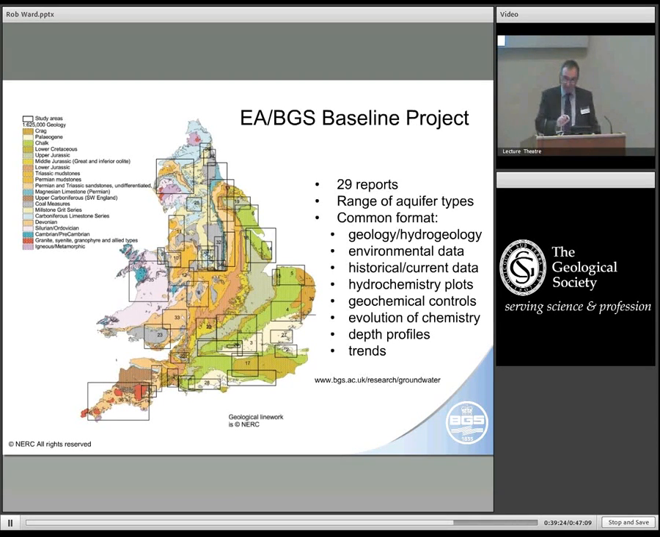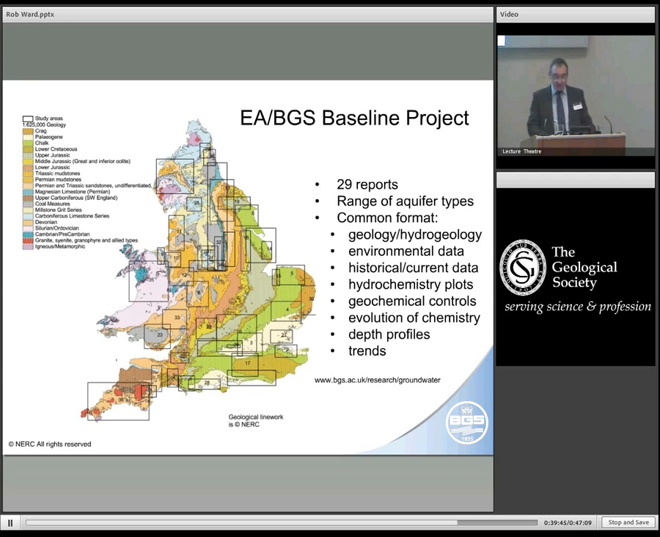It interprets the data with respect to historical and current land use and the various controls on geochemistry, because there isn't a single number that can represent groundwater quality. The concentrations of parameters vary across an aquifer, related to the pathway along which the groundwater is flowing and the evolution of the chemistry in the subsurface. That is all natural processes, both with depth and with movement, spatially and vertically as well.